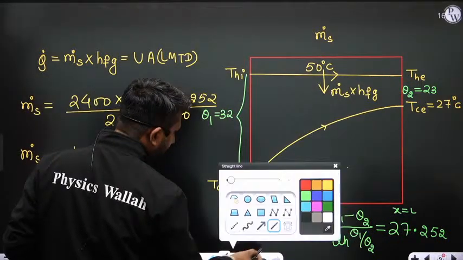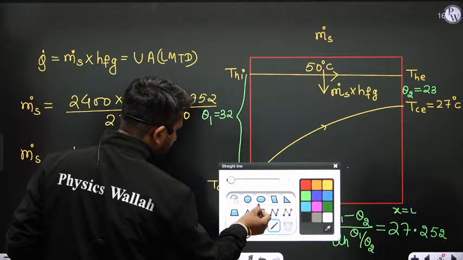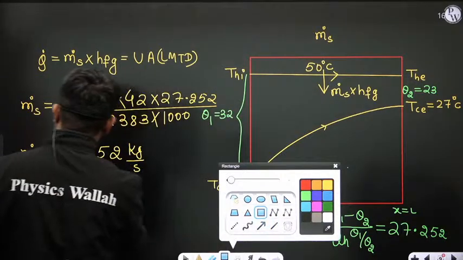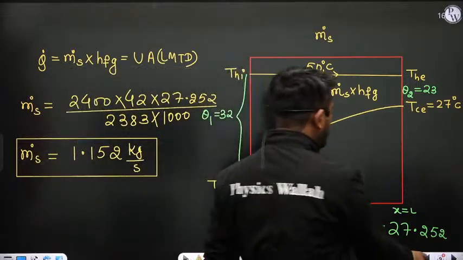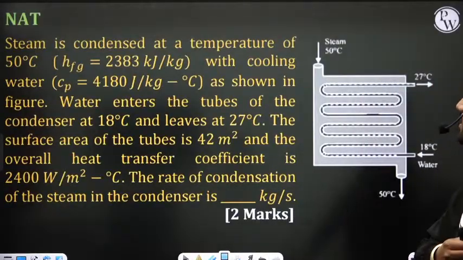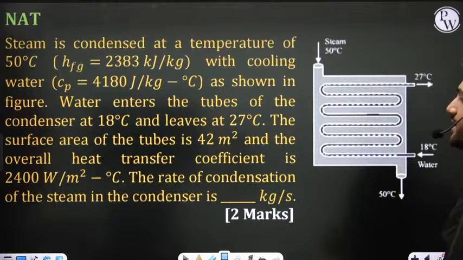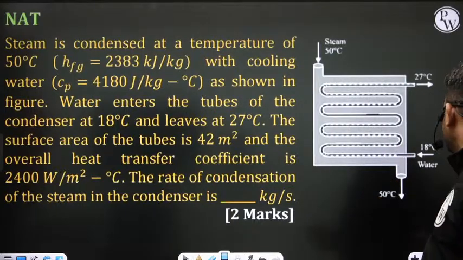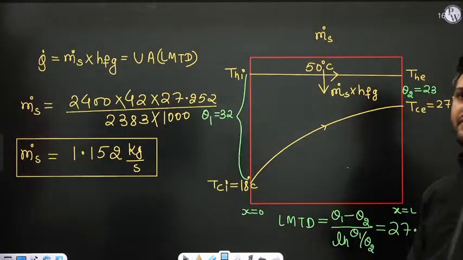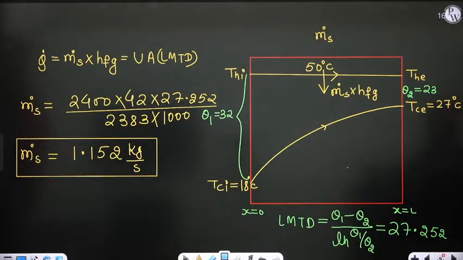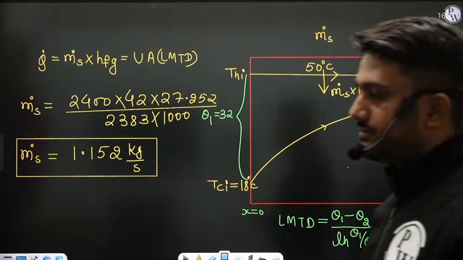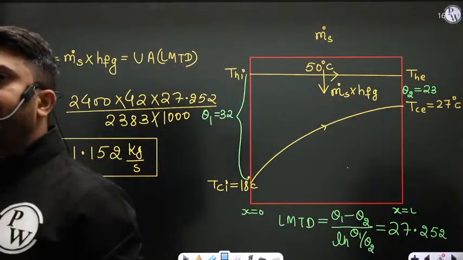So this is the steam rate which is condensate. This is the m dot s. Please cross check the calculation. So in question it is asked what is the rate of condensation of steam. So this is the rate of condensation of steam, 1.152 kg per second. Is it clear?